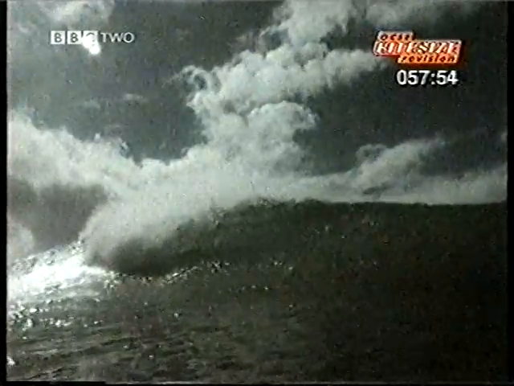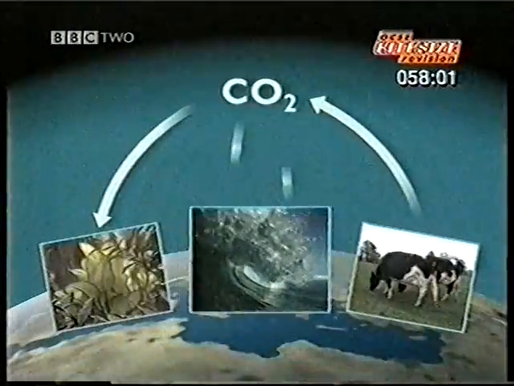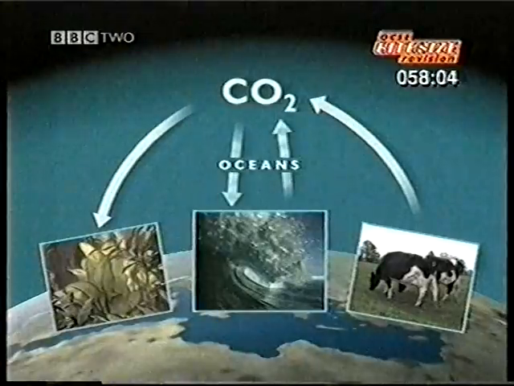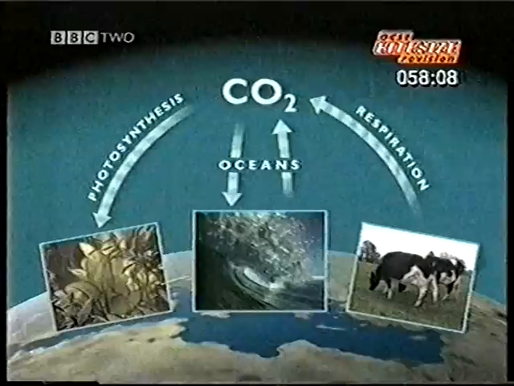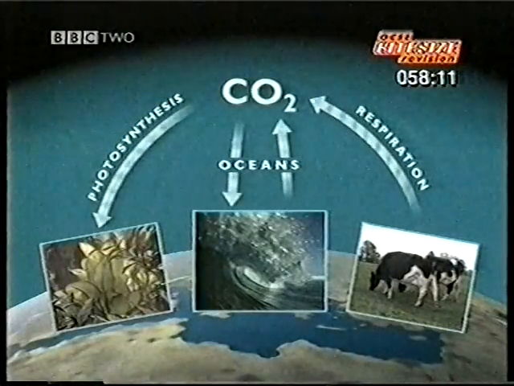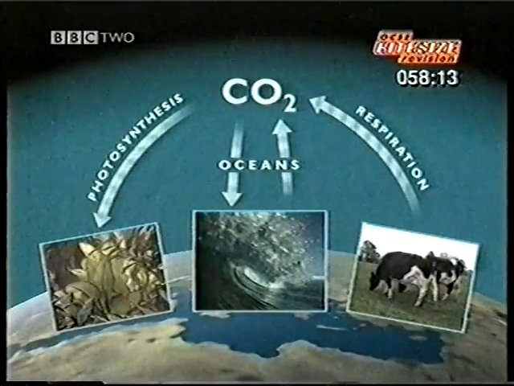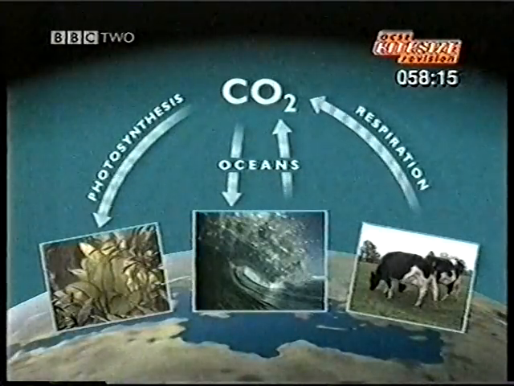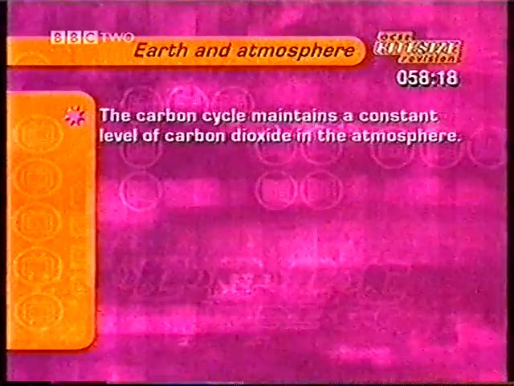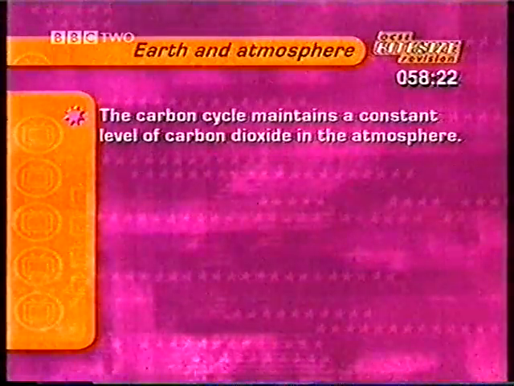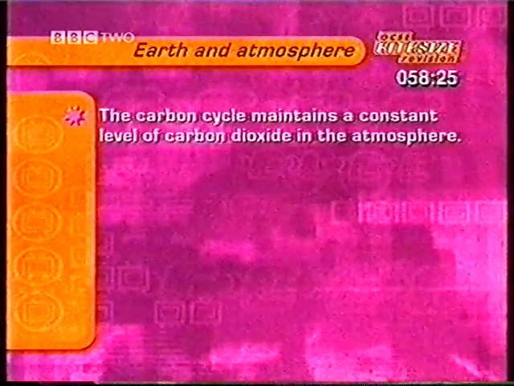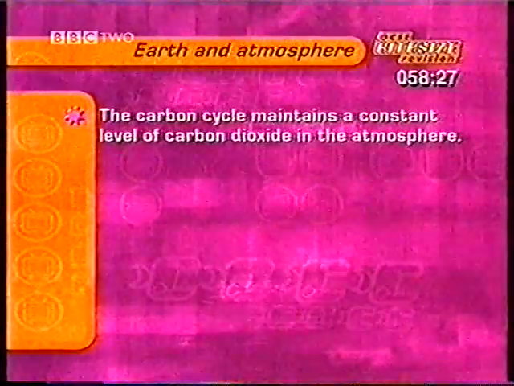Carbon dioxide dissolves in the ocean, but this is a two-way process. When the sea gets warmer, some of the carbon dioxide comes out of solution and passes back into the atmosphere. Natural processes like these balance out, so that the tiny percentage of carbon dioxide in the air is maintained. But human activity is now increasing carbon dioxide levels. So the carbon cycle of respiration and photosynthesis among animals and plants maintains a constant level of carbon dioxide in the atmosphere.